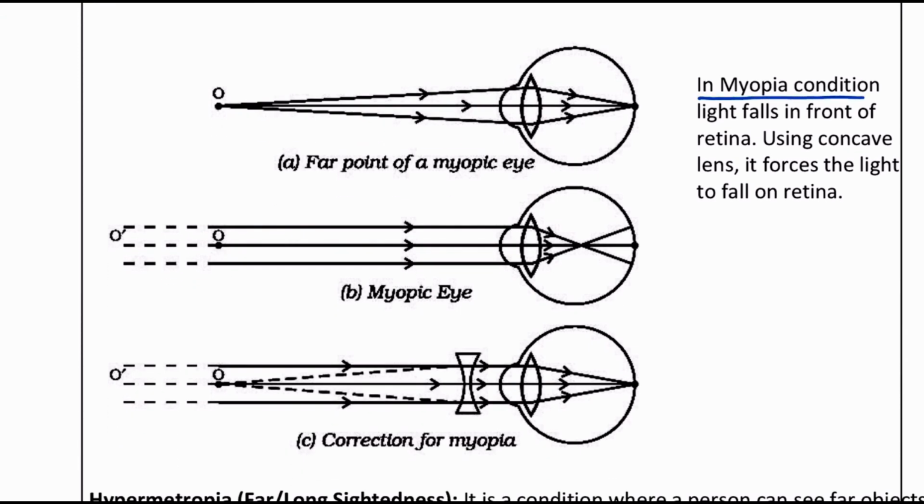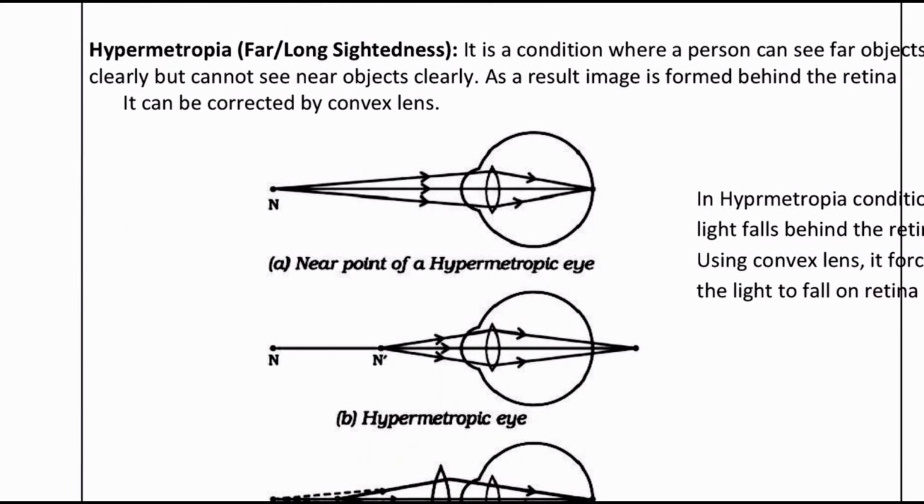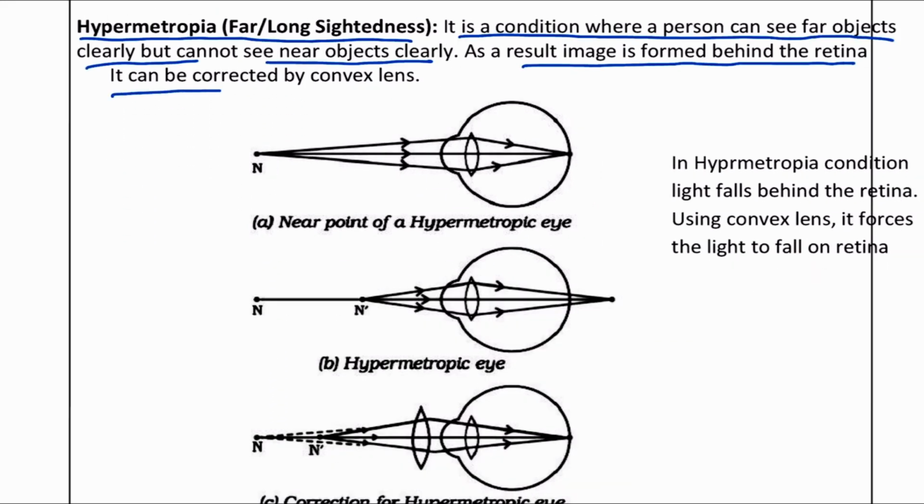In the myopia condition, light falls in front of the retina. Using a concave lens forces the light to fall on the retina. Okay, you can see the diagram. Hypermetropia can be corrected by a convex lens. In the hypermetropia condition, light falls behind the retina. Using a convex lens forces the light to fall on the retina.